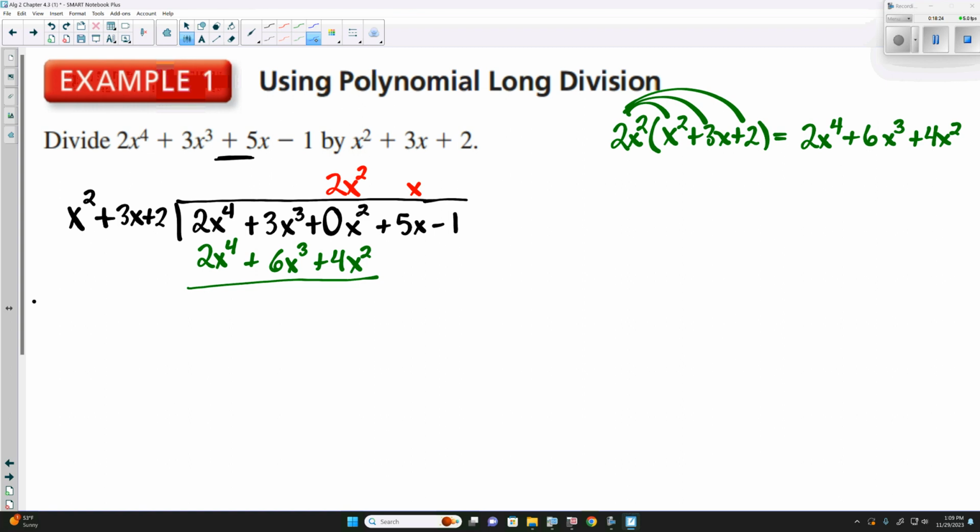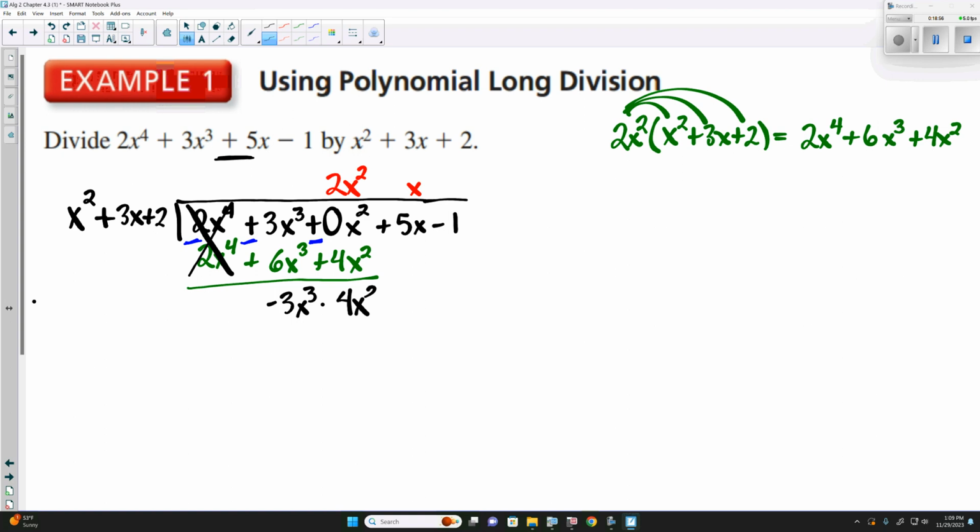And then our next step would be to what? Subtract. Our next step would be to subtract, which will cancel at least one term out. 2x to the fourth minus 2x to the fourth is 0. 3x cubed minus 6x cubed, which would indeed be negative 3x cubed. 0x squared minus 4x squared.